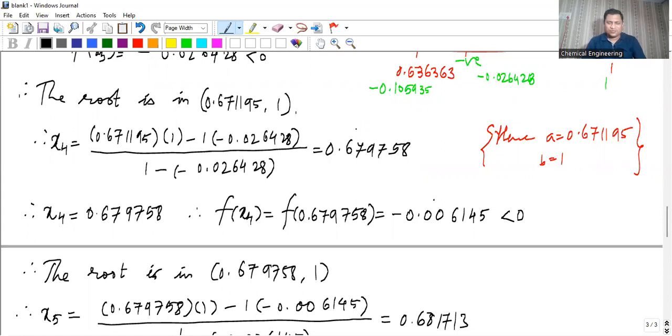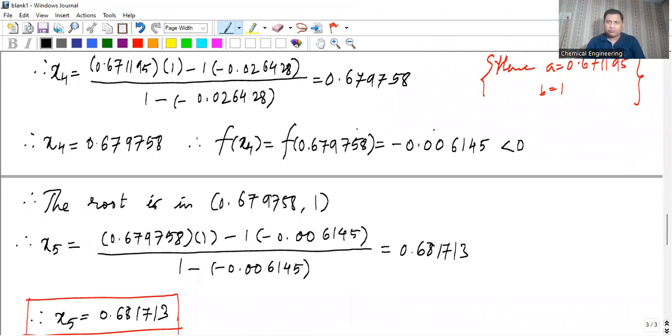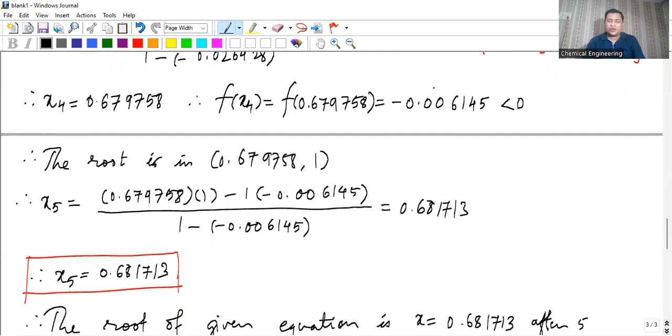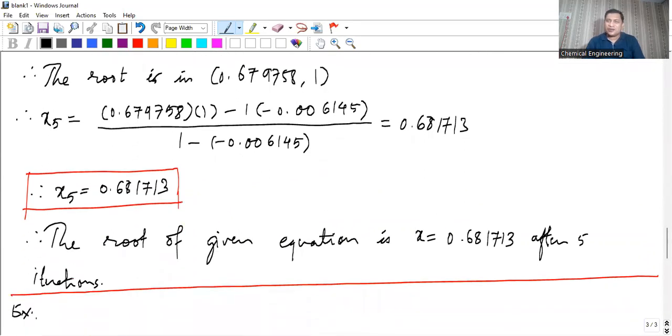Sir, but how in this sum, in the 5th iteration, only the second digit changed? Yes, sir. One thing I'll tell you, this factor is decided by the order of the method. The Newton-Raphson method has second order, whereas this Regula Falsi method is of order 1.